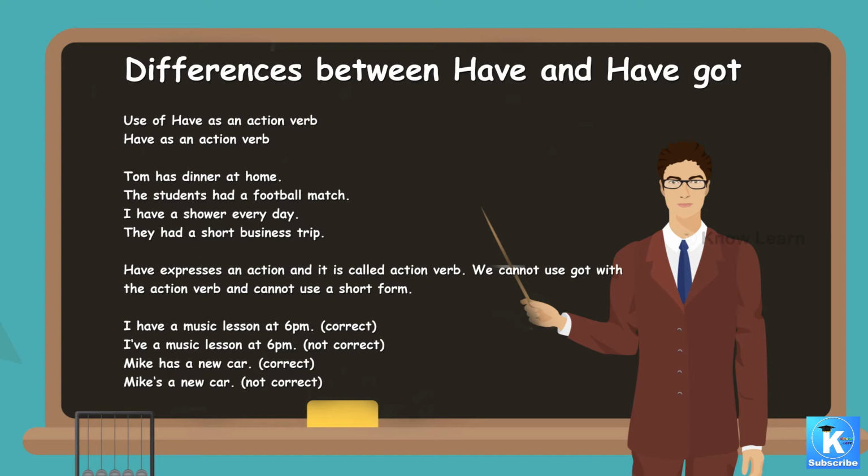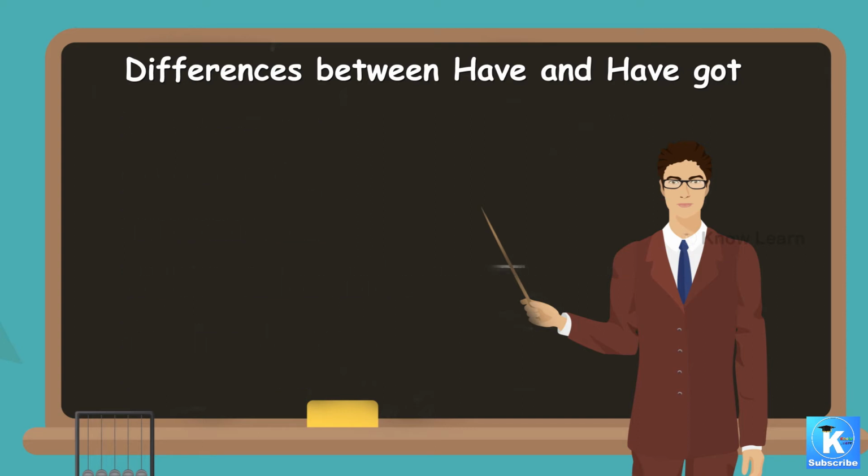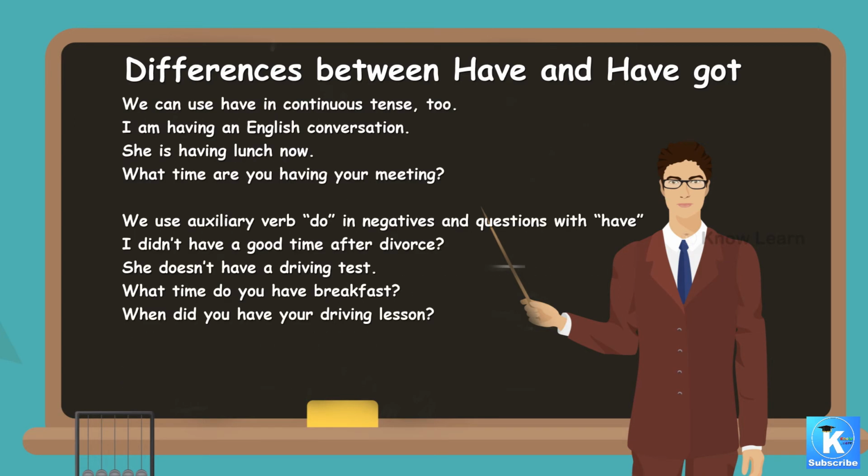I have a music lesson at 6 p.m. Correct. I've got a music lesson at 6 p.m. Not correct. Mike has a new car. Correct. Mike's a new car. Not correct. We can use have in continuous tense, too. I am having an English conversation. She is having lunch now. What time are you having your meeting?